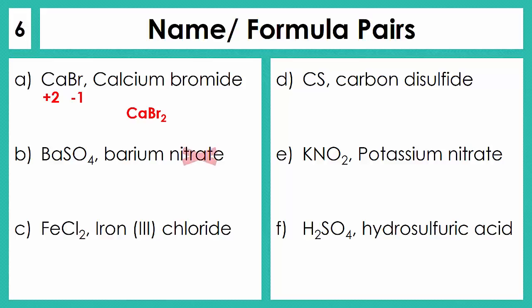Next I have BaSO4, and we're calling that barium nitrate. I have SO4, which is not nitrate, that is sulfate. And barium, we know the charge of it from the table of elements. Roman numerals are unnecessary.